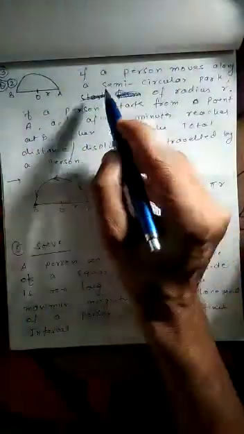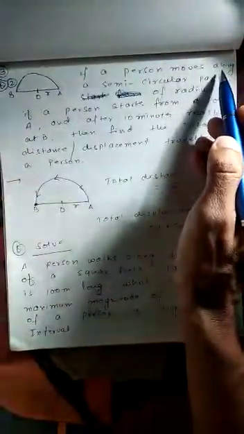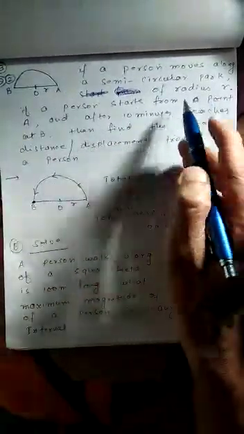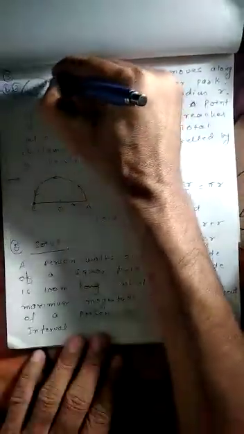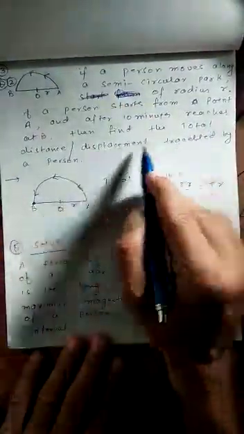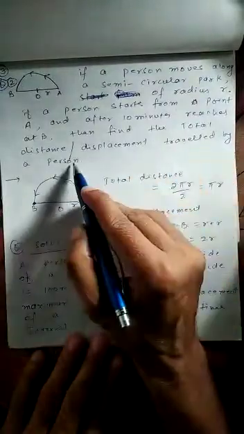Now take question number 2. If a person move along a semicircular path of a radius r, if a person starts from a point A and after 10 minutes reaches at point B in this way, then find the total distance and displacement traveled by a person.